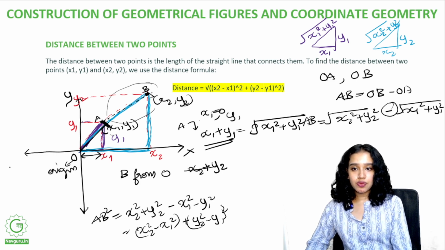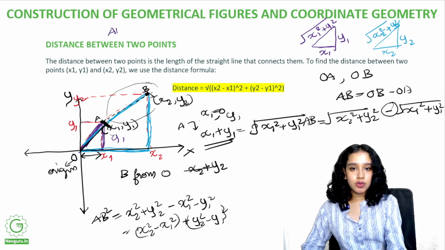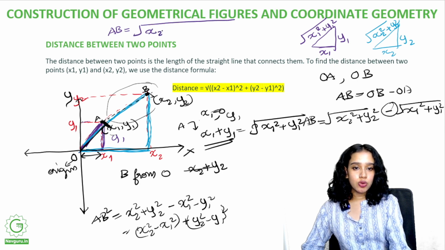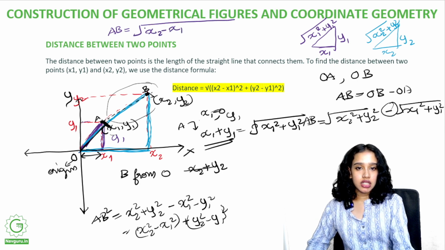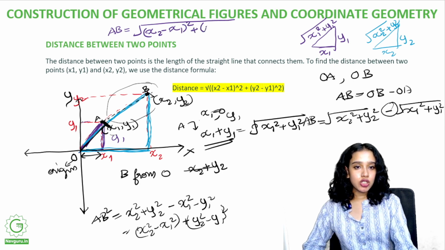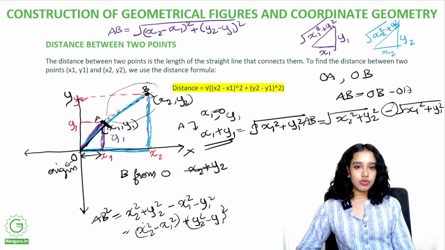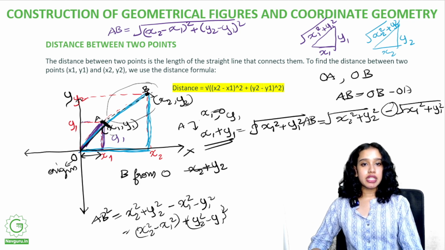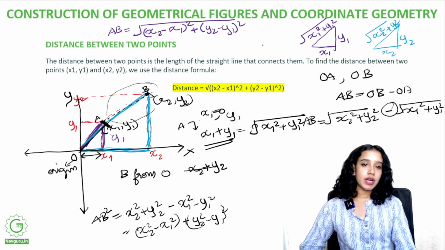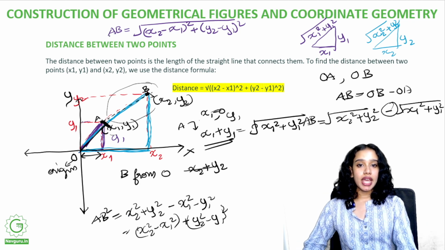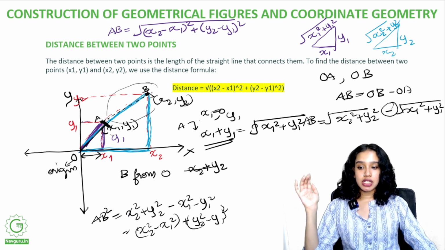Now what is AB? Let's say AB is equal to root of x2 minus x1 the whole square, right, plus y2 minus y1 the whole square, right? Yeah. So here we got that AB is equal to root of x2 minus x1 the whole square plus y2 minus y1 the whole square. So AB is the distance between 2 points, right?